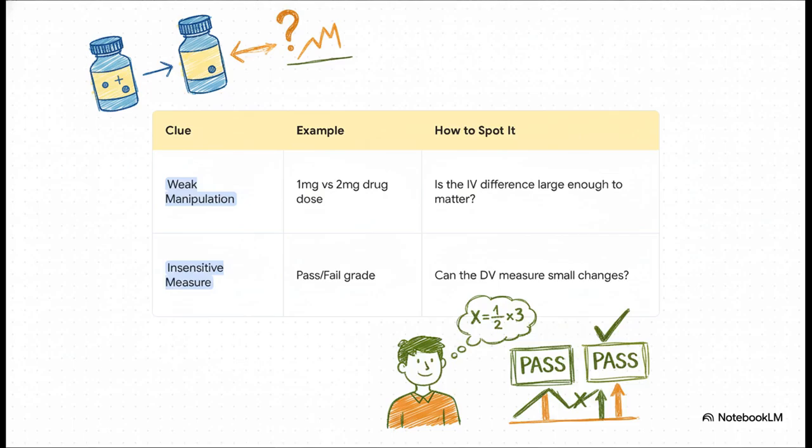The other suspect is an insensitive measure. This is like using a simple pass/fail system to see if a new teaching method works. A student could go from a 68 to a 78. That's real improvement, but your measure just sees pass both times. It's not detailed enough to catch the change.